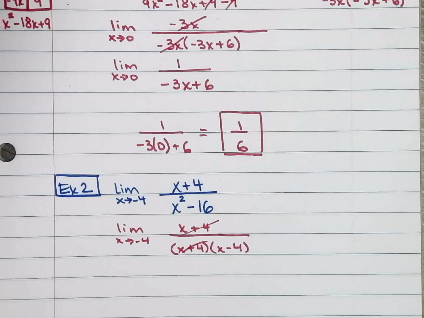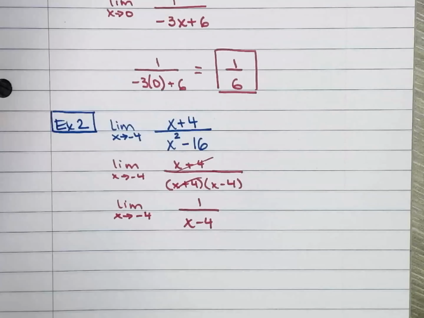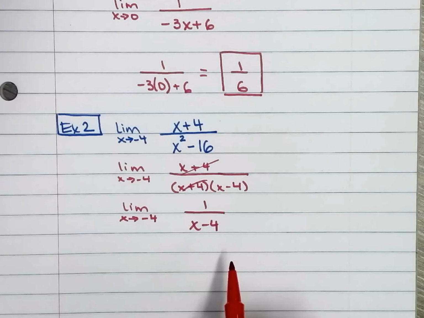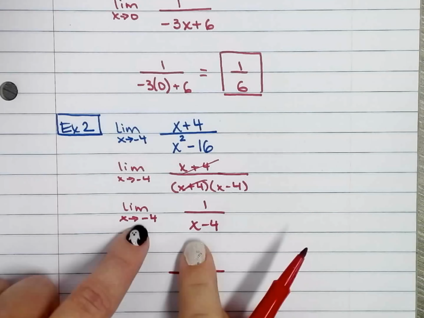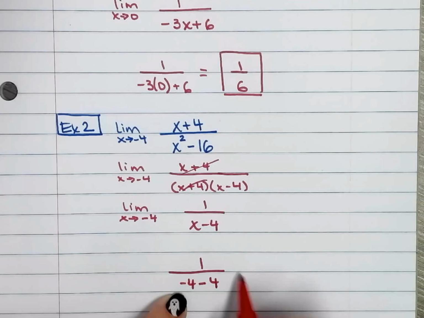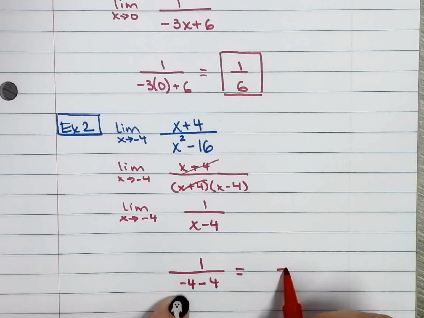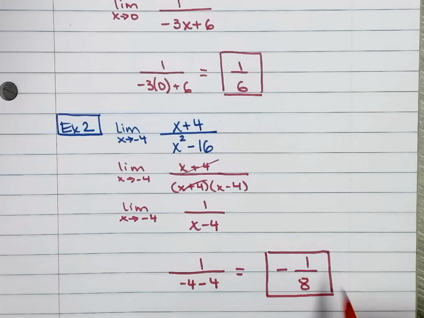Here I'll be able to simplify these two, and I have the limit as x approaches negative 4 of 1 over x minus 4. At this time, I'm going to do direct substitution by plugging in negative 4 for x. So 1 over negative 4 minus 4. I simplify, and I have negative 1 over 8. Easy peasy.